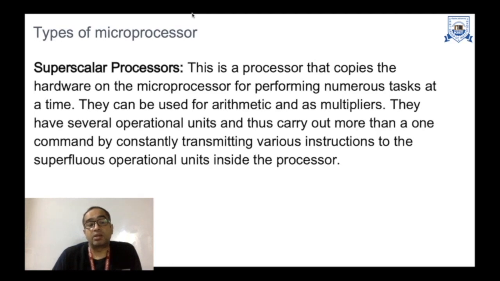Then the third type of microprocessor is called the superscalar microprocessor. This is a processor that copies the hardware on the microprocessor for performing numerous tasks at a time. So there are multiple copies of the hardware, and they perform the tasks. They can also be used for arithmetic and as multipliers. So they can carry out multiple commands at the same time.